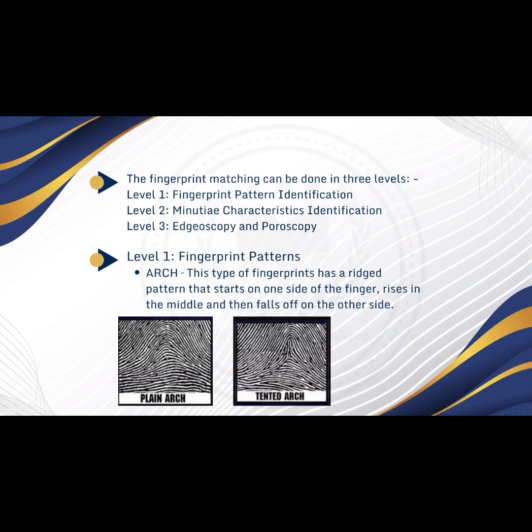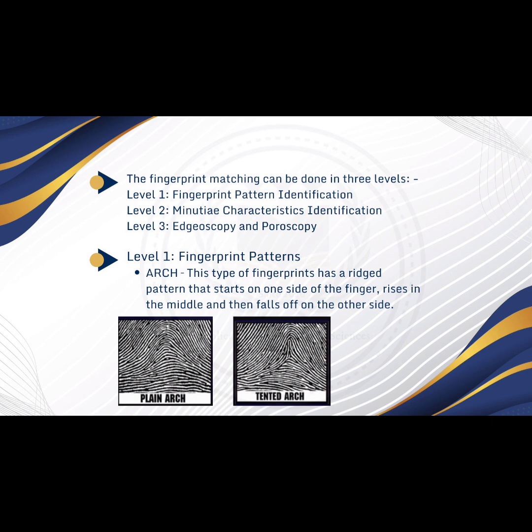Fingerprint matching could be done at 3 different levels. The first level is fingerprint pattern identification, then the next is minutiae characteristic identification, and the last is poroscopy and ridgeoscopy. The first level, fingerprint pattern identification, implies the type of pattern present on the sample being provided to us. As I have already discussed, we have 3 types of fingerprint pattern.